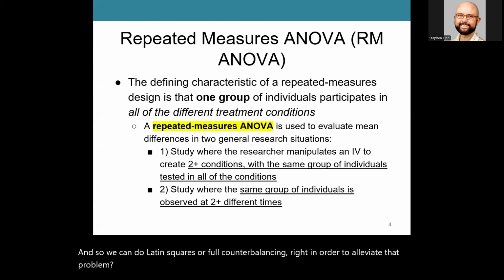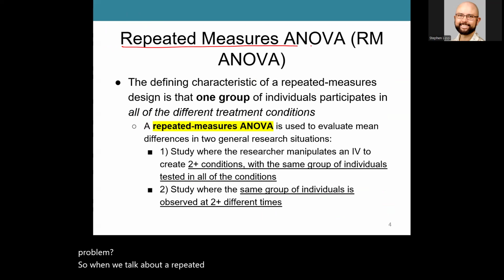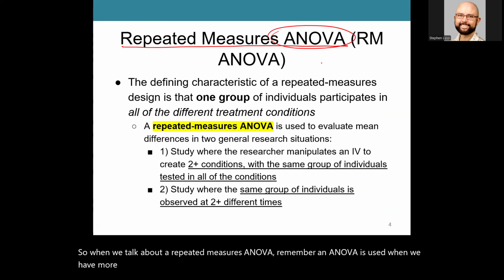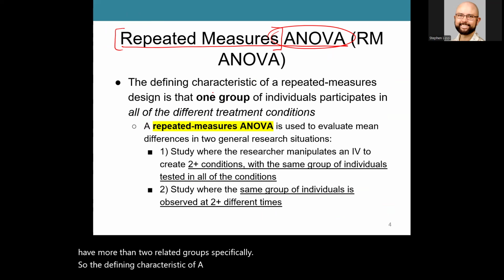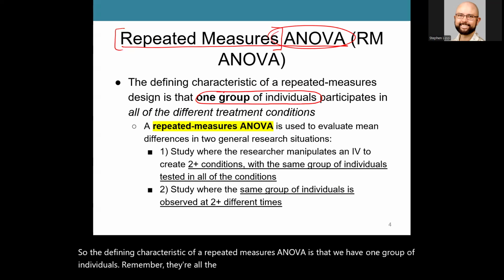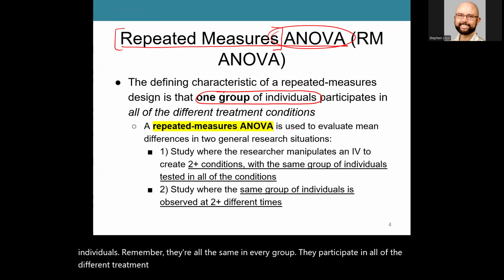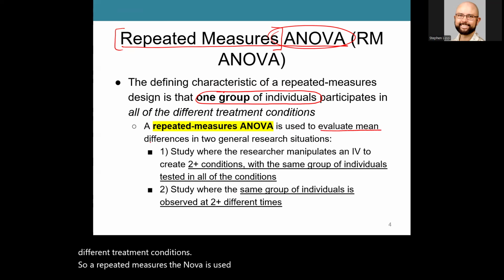So when we talk about a repeated measures ANOVA, remember, an ANOVA is used when we have more than two groups. The repeated measures portion of this design is saying that we have more than two related groups, specifically. So the defining characteristic of a repeated measures ANOVA is that we have one group of individuals. Remember, they're all the same in every group. They participate in all of the different treatment conditions. So a repeated measures ANOVA is used to evaluate mean differences in two general research situations.